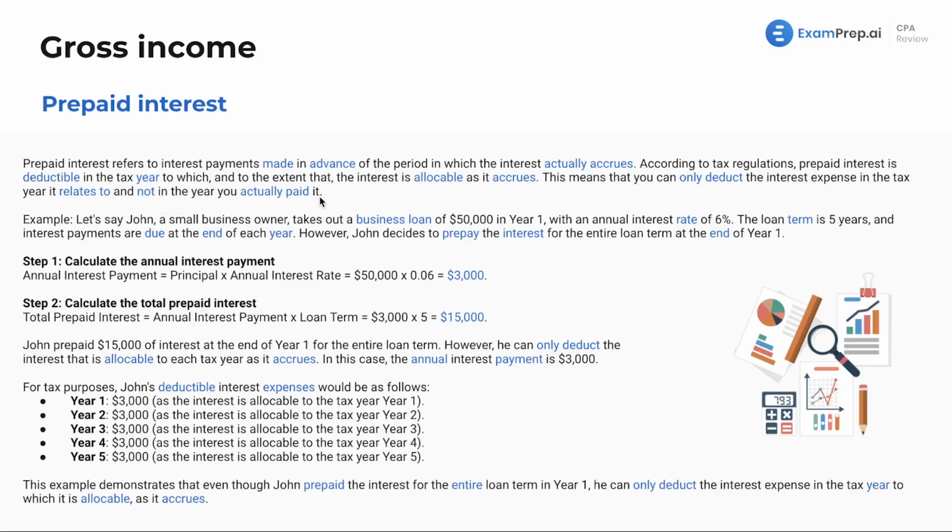So, generally speaking, cash basis, when money goes out the door, it's a deduction. When money comes in the door, it's income. But we've got different rules here.